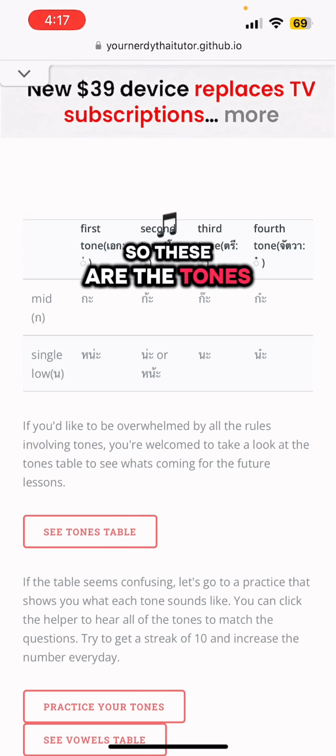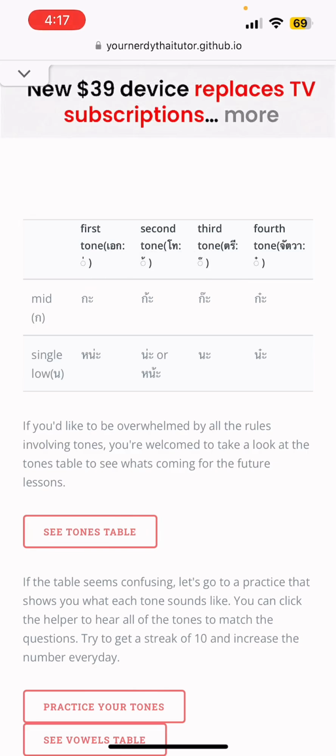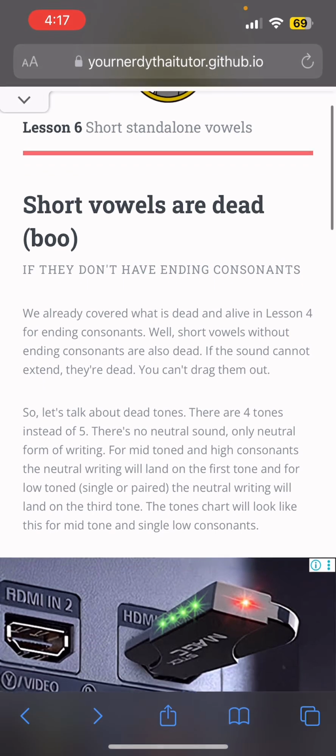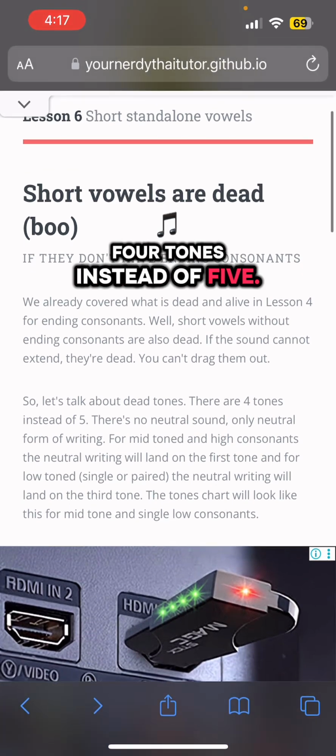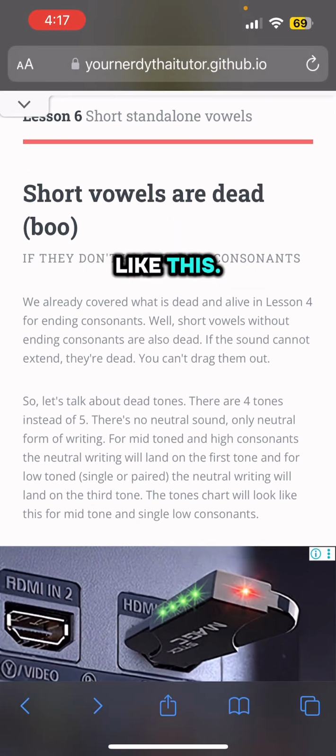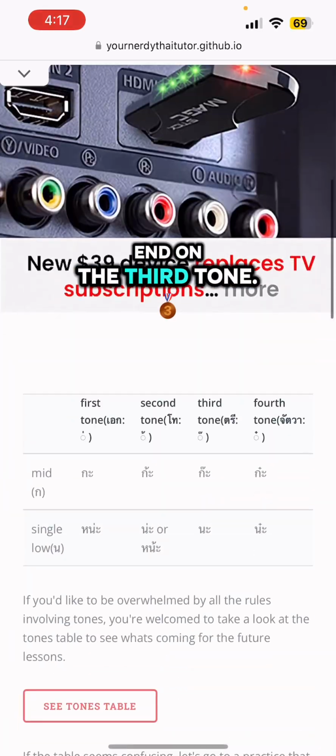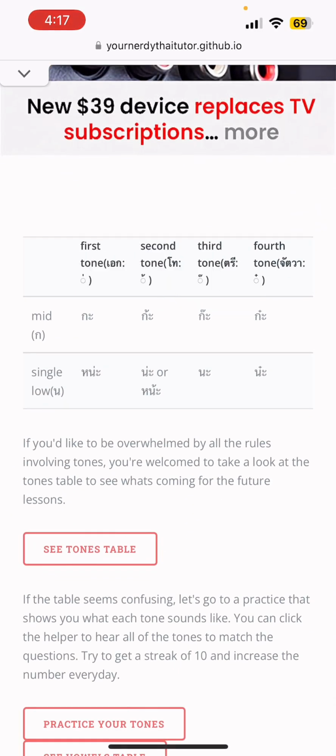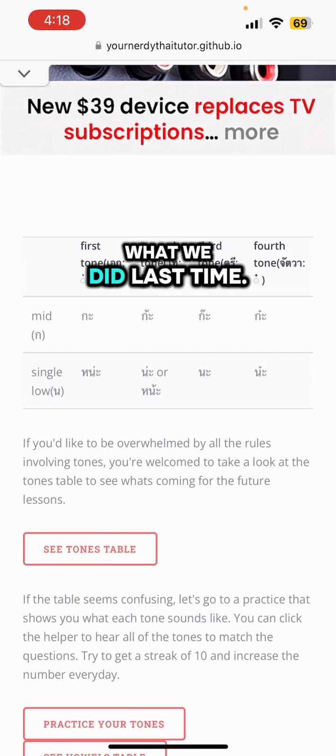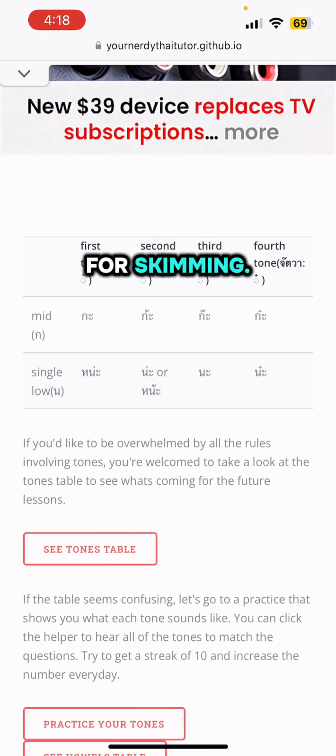So these are the tones, single low. Okay. I think that's what we did in the previous lesson. 4 tones instead of 5. The tone chart will look like this. For midtone and high consonants, the neutral writing will land on the first tone, and for low tone, single or paired, the neutral writing will land on the third tone. Oh, this is not what we did last time. This is what I get for skimming.